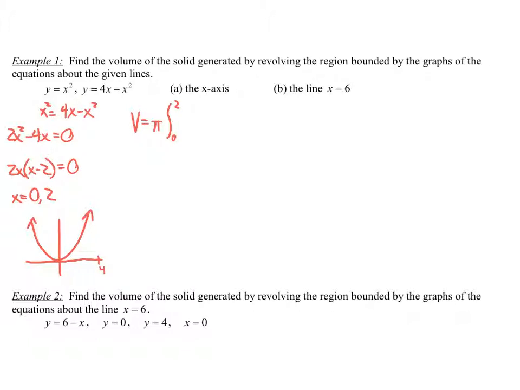No. Okay, so here's our y equals x squared, and then we also have 4x minus x squared. That's going to look like this. Okay, it's going to intersect over there. And right here, this point is at 2. Okay, so this region right here is what we're revolving around.